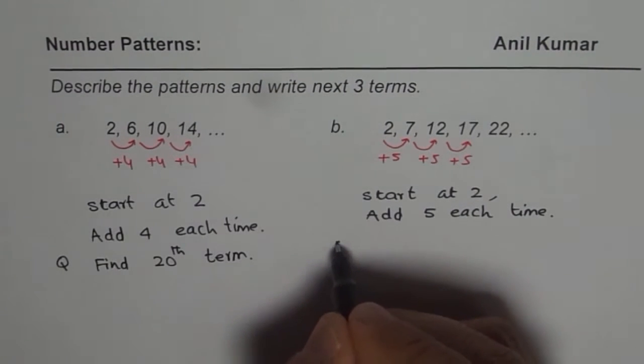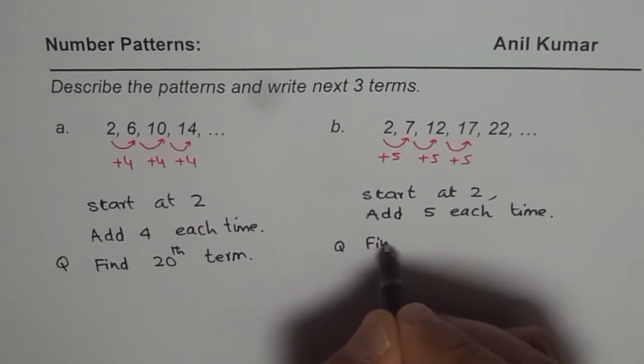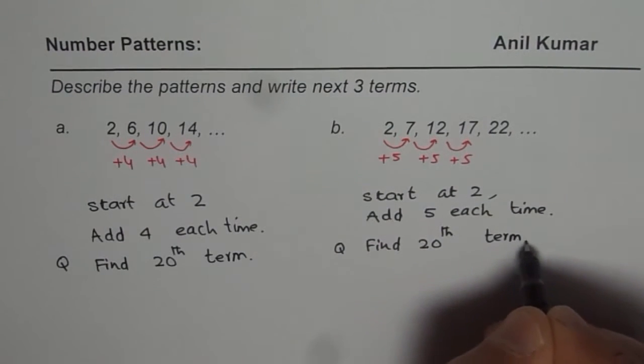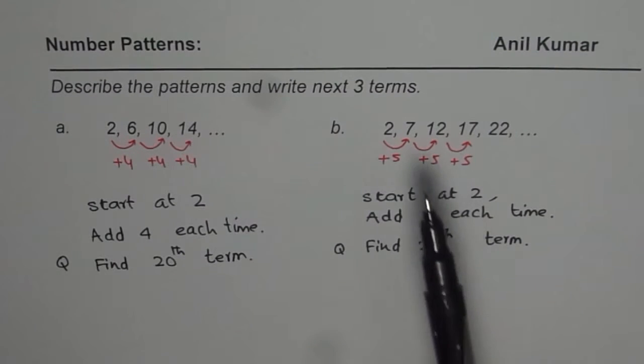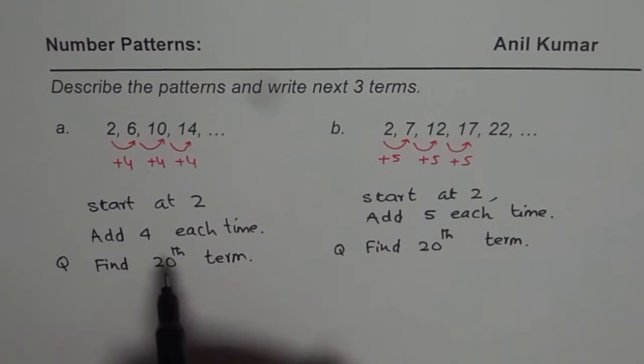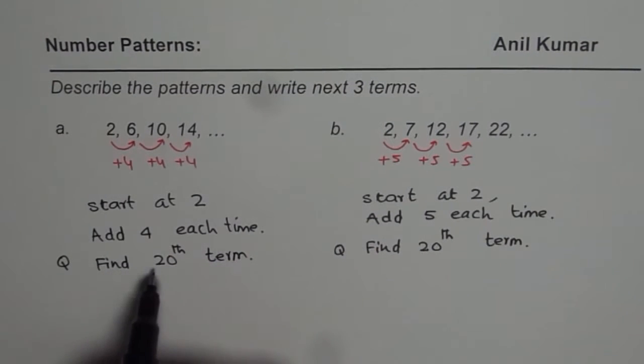Now again the same question. Find the 20th term. So how do you find the 20th term? One way is you can keep on writing these terms and you'll eventually get to the 20th term. Well, in that case, if I ask, how do you find the 100th term? How will you do it? That becomes difficult, right? So let us figure out a rule which could directly give you the answer of the 20th term.